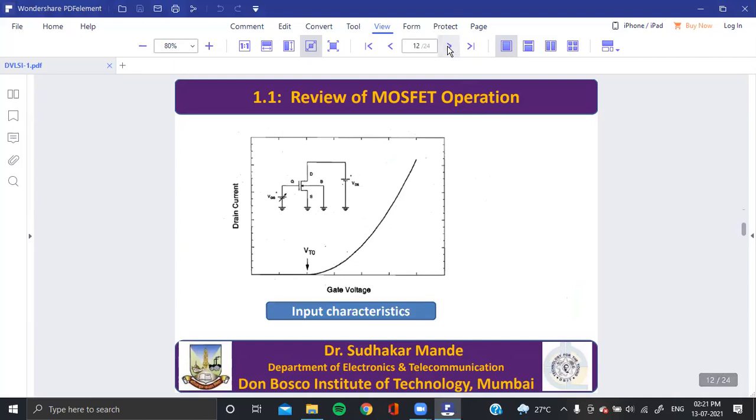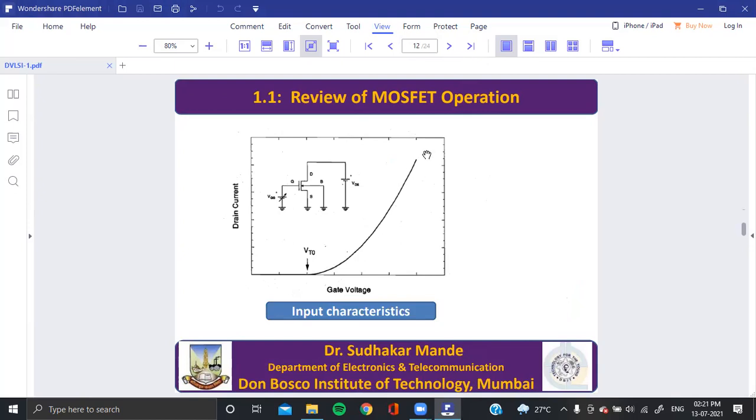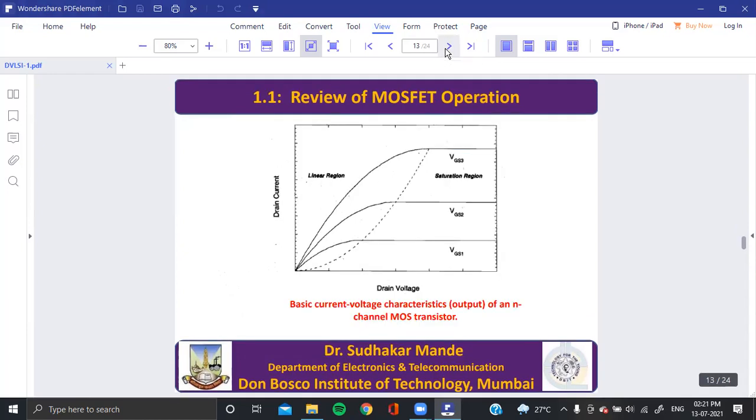Now these are the characteristics of the MOSFET. The x-axis is gate voltage and the y-axis is drain current. From these characteristics, you will understand that when the gate voltage is less than the threshold voltage, approximately zero current flows and the MOSFET is not on. When the gate voltage is greater than the threshold voltage, the current flowing through the MOSFET increases as a square law. These are called input characteristics. And output characteristics are here.